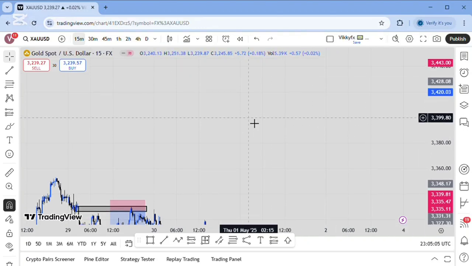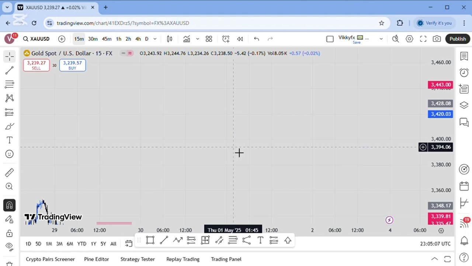So today we'll be talking about POI, which is point of interest. It's like an entry zone to know when to enter the market from. So that's what we call the point of interest.